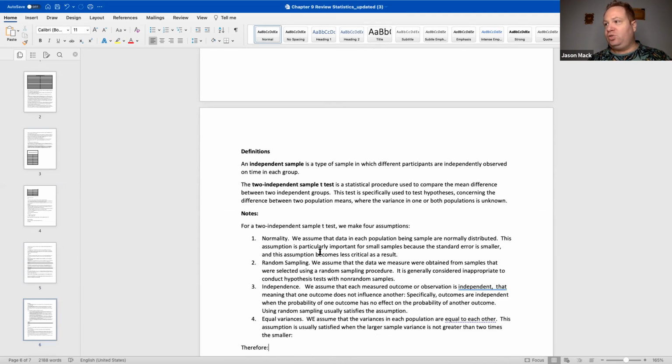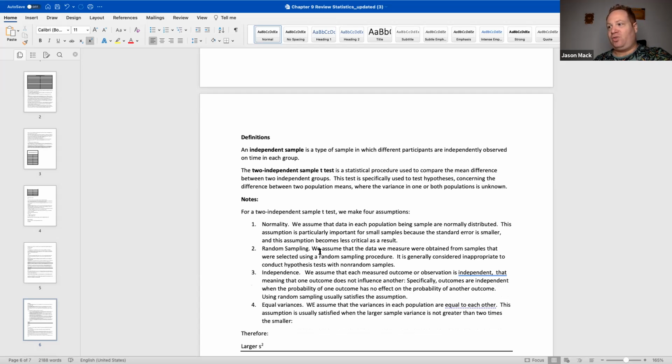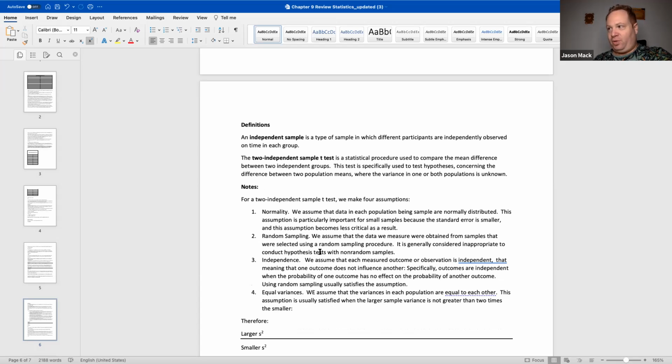Notes: for a two independent sample t-test, we make four assumptions. One, normality. Okay, that's our bell curve. We assume that data in each population, being the sample, are normally distributed. This assumption is particularly important for small samples because the standard error is smaller and this assumption becomes less critical as a result. Two, random sampling. We assume that the data we measure were obtained from samples that were selected using a random sampling procedure. It is generally considered inappropriate to conduct hypothesis tests with non-random samples.